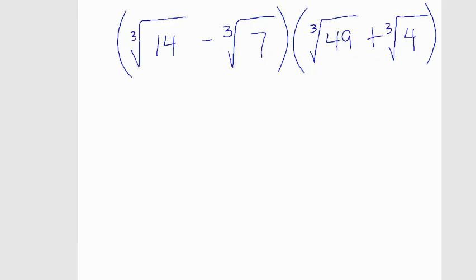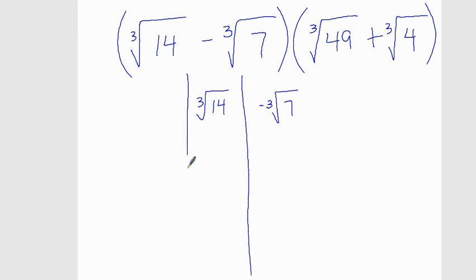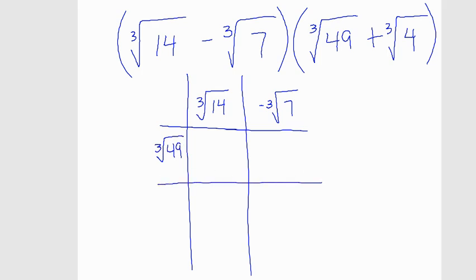Let's talk about another example. So now we're getting into cubes. So this ought to be interesting. So again, I'll set up my area table. So I got cube root of 14, negative cube root of 7. Okay, you're going to have to know some multiplication facts for this one. Don't go reaching for the calculator. Let's challenge ourselves to do this mentally. So cube root of 49. And then we've got cube root of 4. Okay. Nothing to simplify, so we go right into the multiplication.